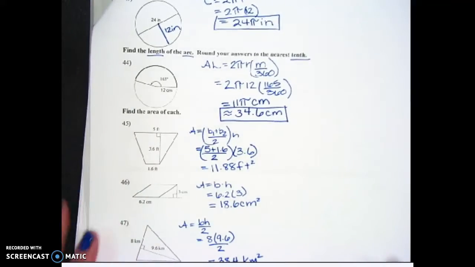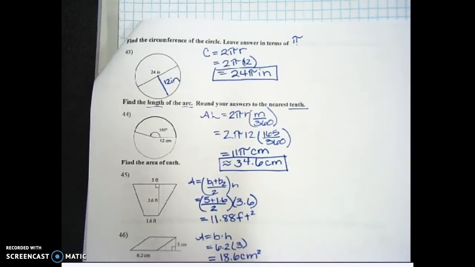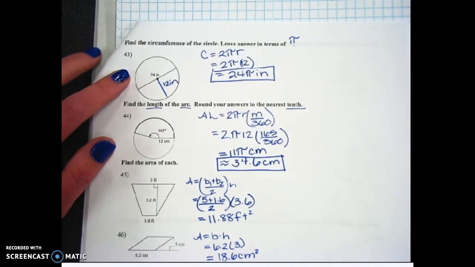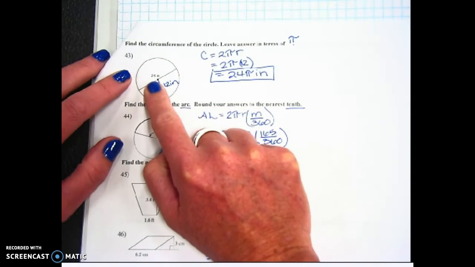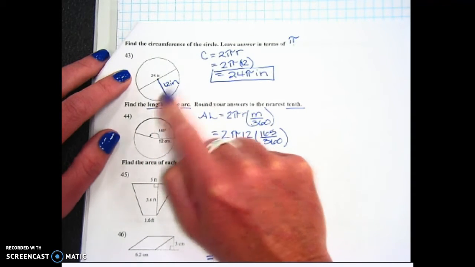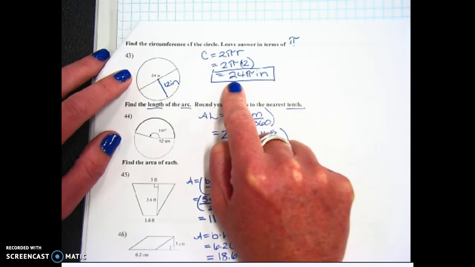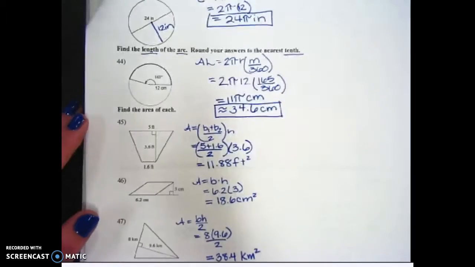This is page 7 and 8 of the G1C second semester final review. Number 43 up at the top says find the circumference of the circle, leave your answer in terms of pi. They gave a diameter of 24 inches, so I changed it to a radius of 12. That meant I can plug it into the formula. 2 times 12 is 24. So in terms of pi, the answer is 24 pi inches.